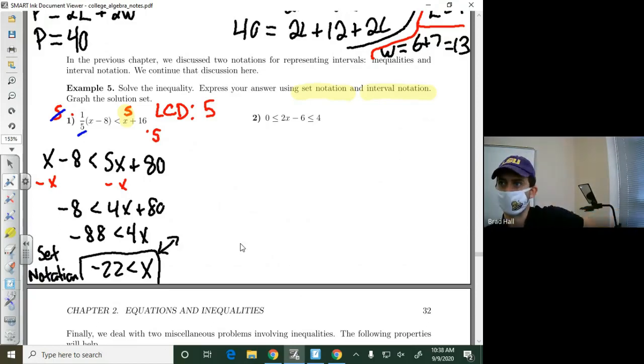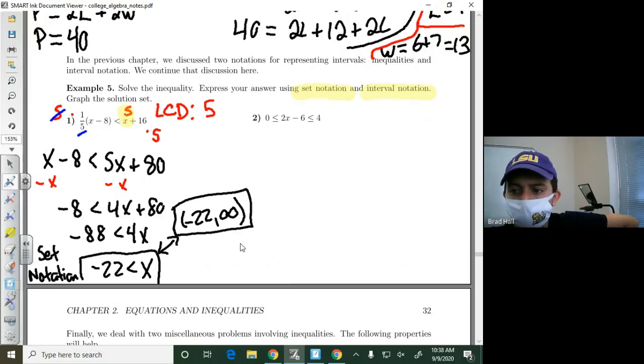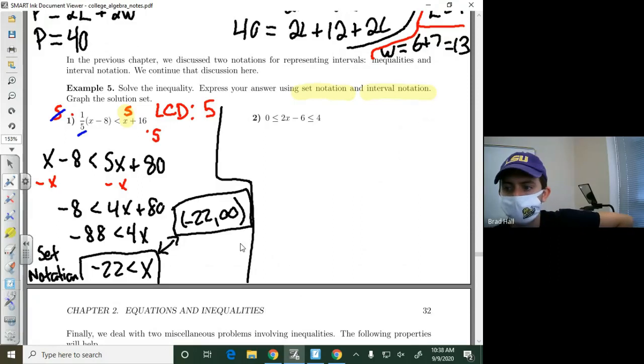We talked about how to convert inequalities to interval notation. So if x is greater than negative 22, then that means it's going to be approaching positive infinity. Negative 22 with a parenthesis, and then infinity. And this would be the interval notation. So if it asks you for either or, then these would be the two answers.